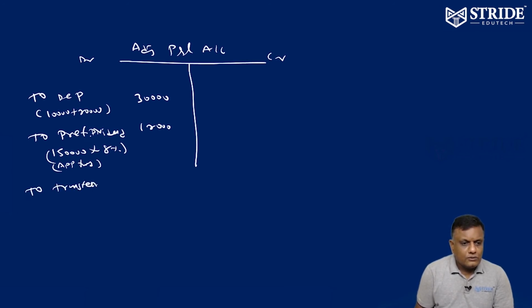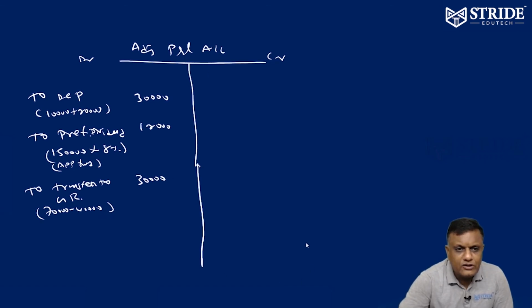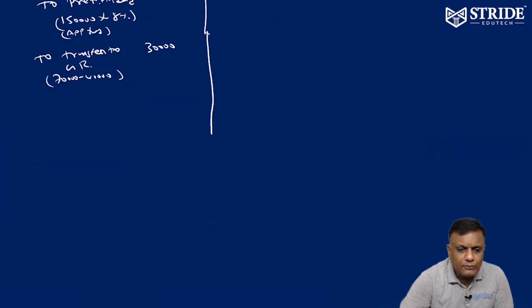Next one, transfer to general reserve. General reserve opening 40,000, closing 70,000. So 70,000 minus 40,000, 30,000 transferred to general reserve. So it should be debited to the adjusted P&L account. The adjusted P&L account is all about non-operating expenses to be debited and non-operating income to be credited.